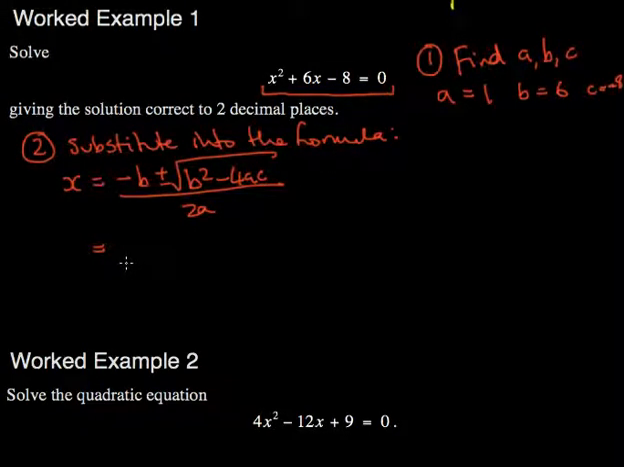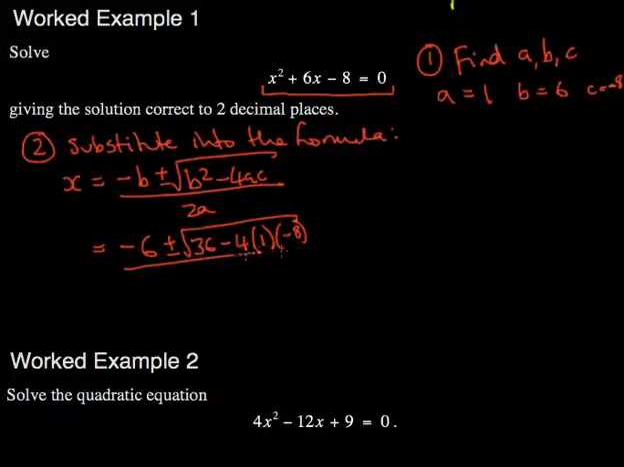We just substitute them in. So minus b is minus 6 plus or minus the square root of b squared, which is 36, minus 4, and I encourage you now to use brackets and substitute your a and your c in. The reason for that is because you don't want any double negatives to get missed out, and the same here.